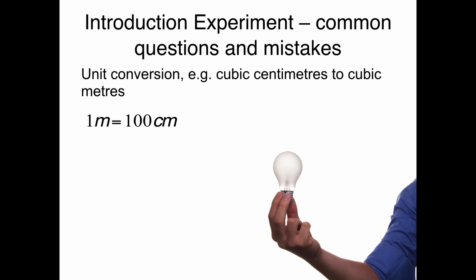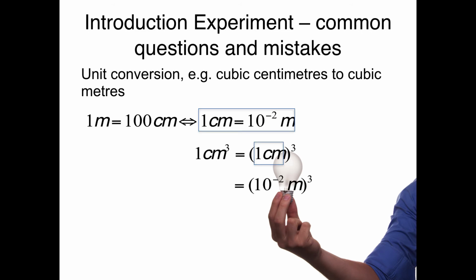Secondly, unit conversion. It's important you understand this before coming into the lab. So we'll go through just an example just to make sure. So cubic centimetres to cubic metres. You should know that 1 metre is equal to 100 centimetres. If you convert this to scientific notation, making centimetres the subject, you have 1 centimetre is equal to 10 to the minus 2 metres. You can then substitute this into 1 cubic centimetre, which gives you that 1 cubic centimetre is equal to 10 to the minus 2 metres all cubed. Then if you do the math on that, you get 10 to the minus 6 metres cubed.